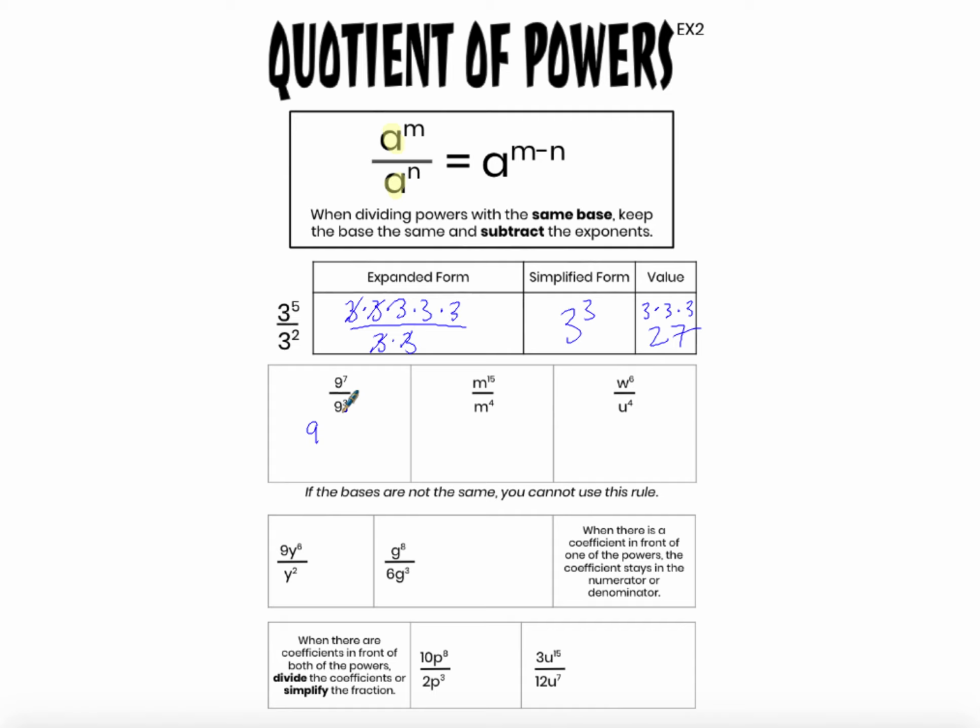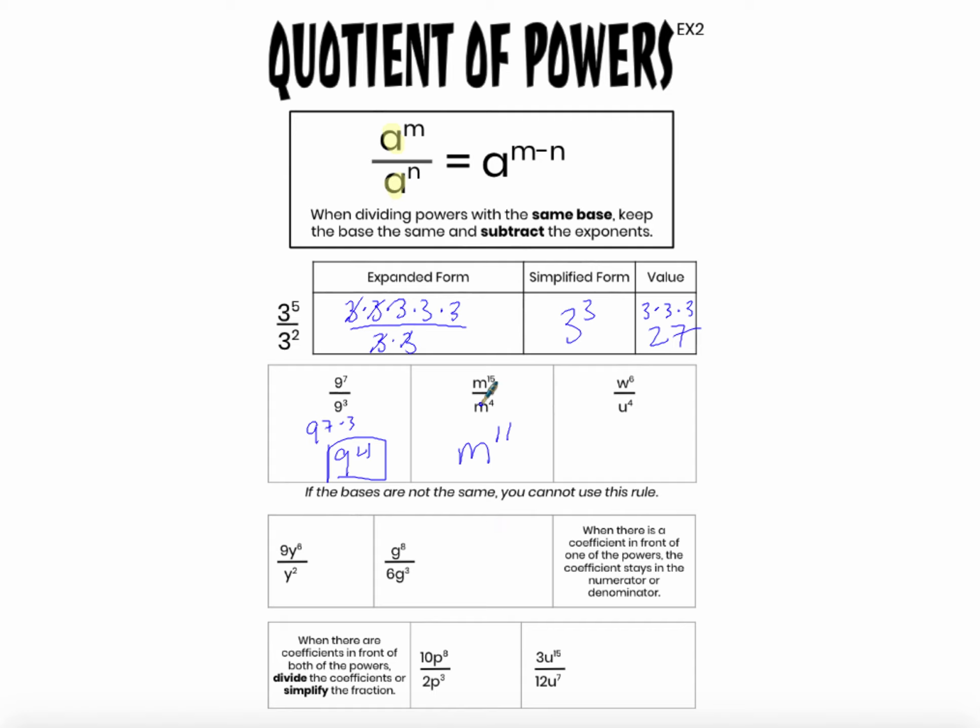9 to the 7th divided by 9 to the 3rd is 9 to the 7 minus 3, or 9 to the 4th power. Again, we're visualizing 9 times 9 times 9 times 9 times 9 times 9, maybe one more 9, divided by 9 times 9 times 9, crossing out 3 of those numerator-denominator factor pairs, leaving us with 9 to the 4th power. We do not require this work, so you could go ahead and just write m to the 15 minus 4, m to the 11th.